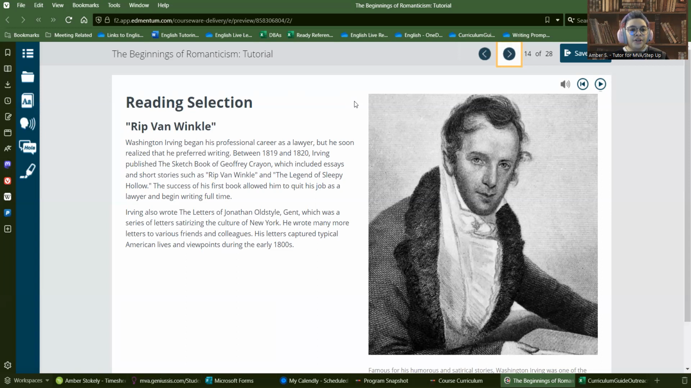And then they also tell you about some other things that he read in that second paragraph there. But the most important thing is that it says his letters captured typical American lives and viewpoints during the early 1800s. So it's important for you to know that his writing style focuses on what the everyday person thinks and feels. Sometimes when we watch movies or TV shows, we have a lot of really big ideas. We're talking about heroes and villains. We're talking about people who hold the world in their hands.